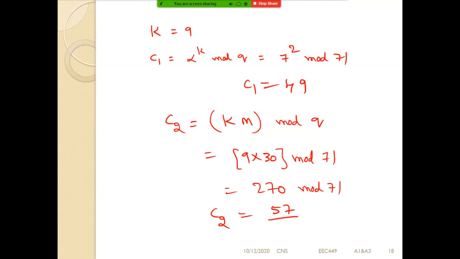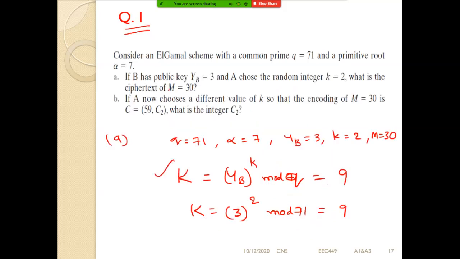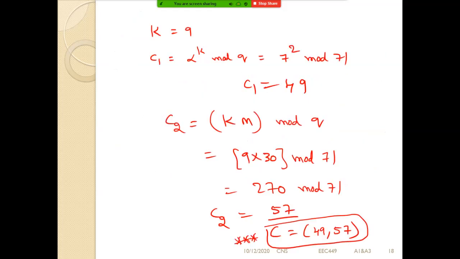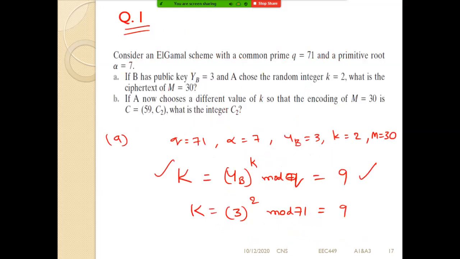All of you got the same answer? So that means what is the C? C1 comma C2. That is 49, 57. All of you got the same answers? So very simple. Capital K is 9. Once we know the capital K, we can find C1, it is alpha power small k mod q, and C2 is capital K m mod q. So option A is 49, 57.